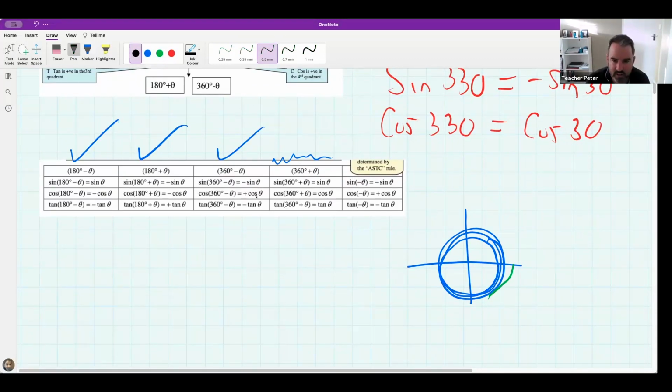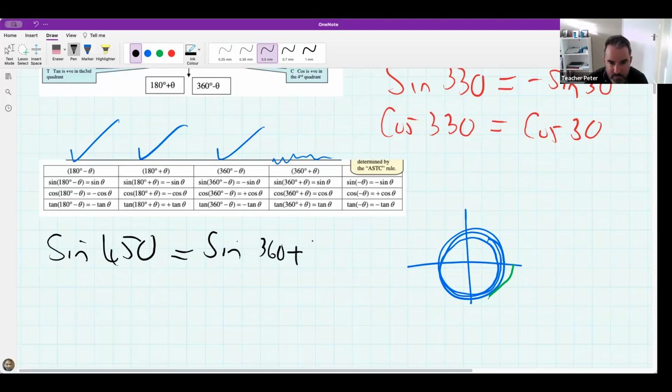So let's say I take the sine of 450. If you think about the sine of 450, you can rewrite it as the sine of 360 plus 90. And if you think about that, that is just going to be the same as the sine of 90. Okay, so because you're going to be in quadrant 1, and then it reduces to the positive. So that's what this formula over here is talking about.